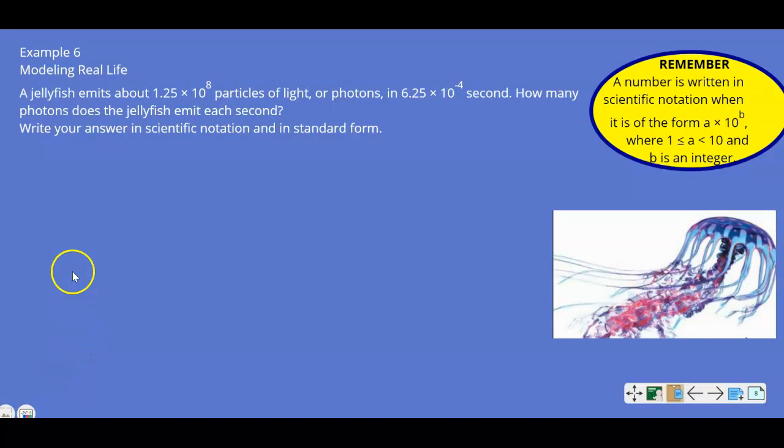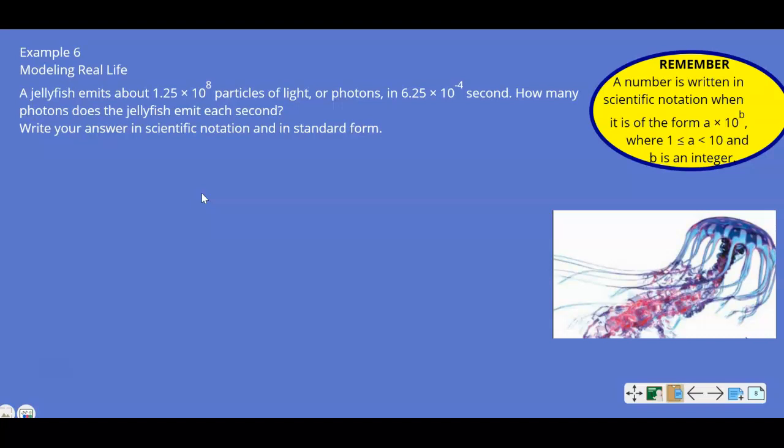Last example, example 6, modeling real life. A jellyfish emits about 1.25 times 10 to the 8th power particles of light, or photons, in 6.25 times 10 to the negative 4 seconds. How many photons does the jellyfish emit each second? Write your answer in scientific notation and in standard form.